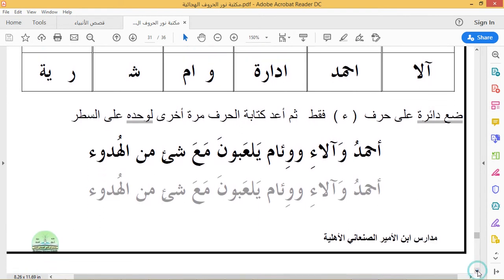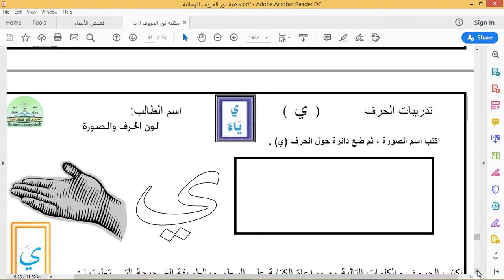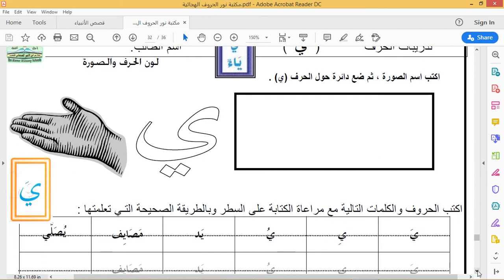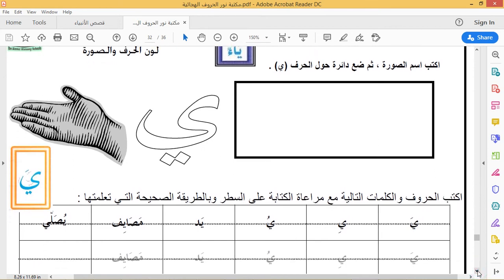Okay, so after that we have the last letter, and that's letter Ya. The last half is half Ya. So this is how Ya is written. You have Yadun, this is how Ya is written at the beginning of a word. Masoyif, how it is written in the middle of a word. Usolli, how it is written at the beginning and the last end of a word.